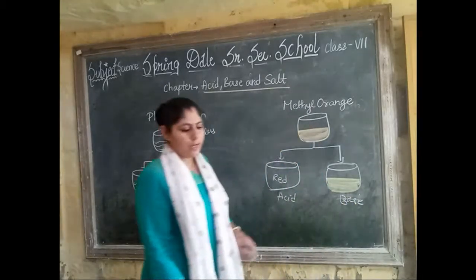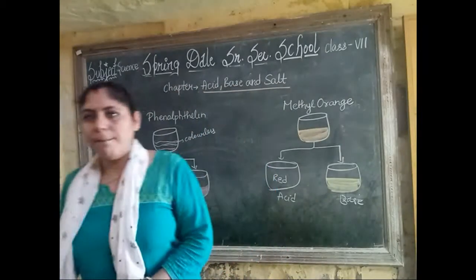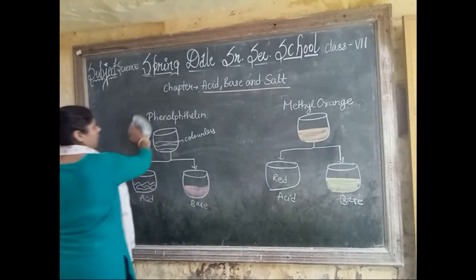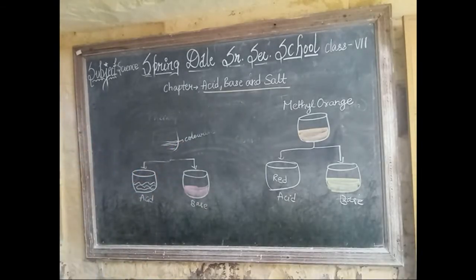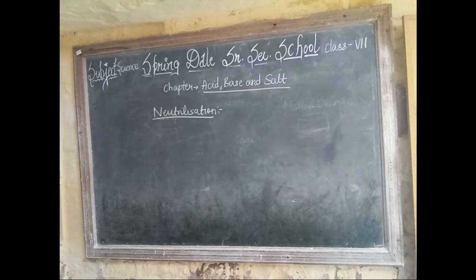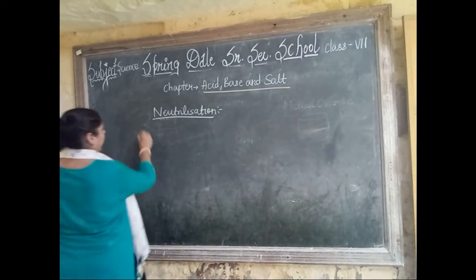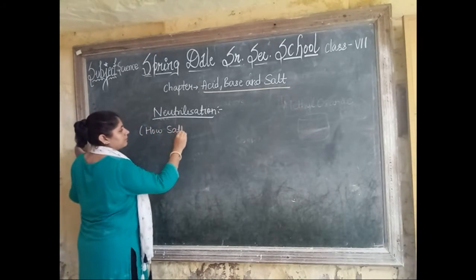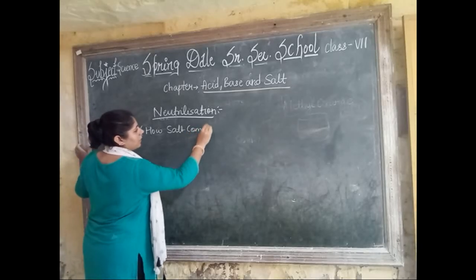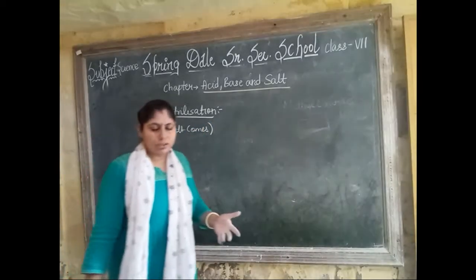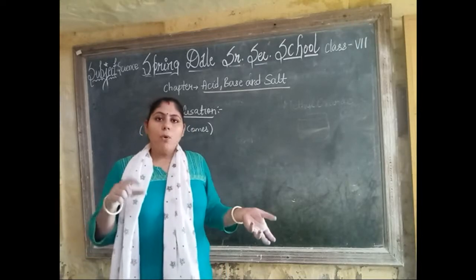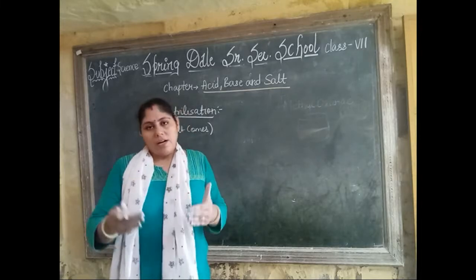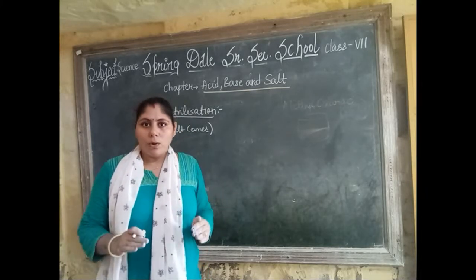Now next we learn about neutralization. What is neutralization and how is salt formed? Neutralization is a reaction when both acid and base mix with each other and cancel each other, and the left thing is only salt plus water.